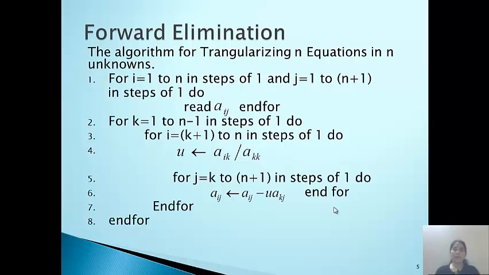In this for loop, we set u equal to a(i,k) upon a(k,k), which means setting a constant by which we have to multiply our equation. Now there is another for loop for j equal to k to n plus 1 in steps of 1. Do a(i,j) equal to a(i,j) minus u into a(k,j), and this is the end of the third for, then the end of the second for, and finally the end of the first for.